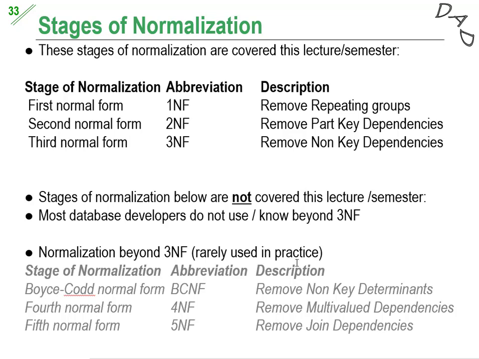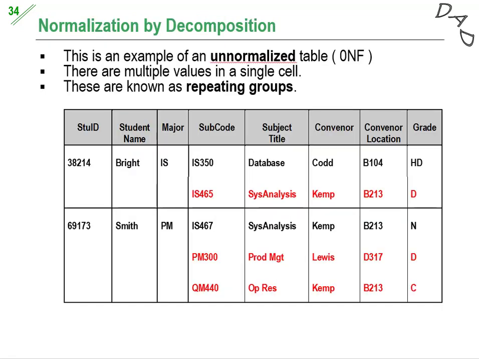There are so many other stages in normalization, like Boyce-Codd normal form, fourth normal form, fifth normal form, but we are not going to cover them in this unit, right? As I mentioned before, 99% of business problems can be eliminated by going through these three normal forms. Alright, let's go through an example.